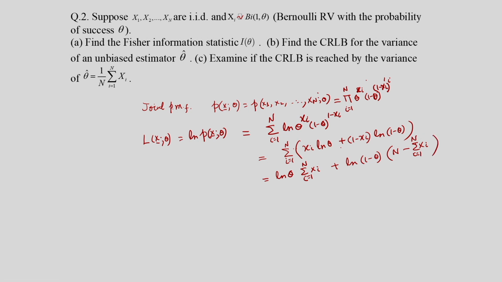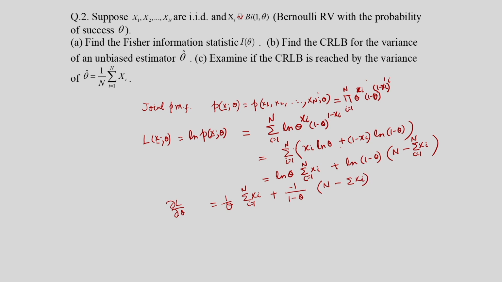Now, we have to take the first partial derivative del L del theta. Therefore, del L del theta will be equal to 1 by theta times summation xi, i equal to 1 to n, plus, now this is log of 1 minus theta, its derivative will be 1 by 1 minus theta, and because of the minus there will be a minus 1 by 1 minus theta, into this term n minus summation xi.